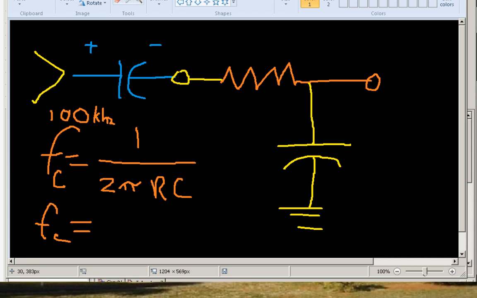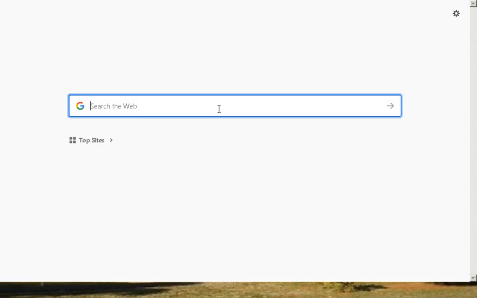And one for, let's say, 600 kilohertz maybe. And we'll use a resistor of, let's say, R equals 10K. We need to find out what C is. And of course we have capacitors to do that with, don't we? Let's see if we can use an online calculator here.